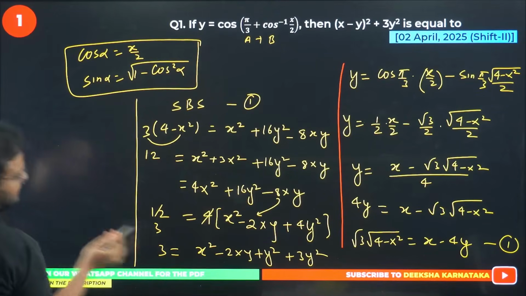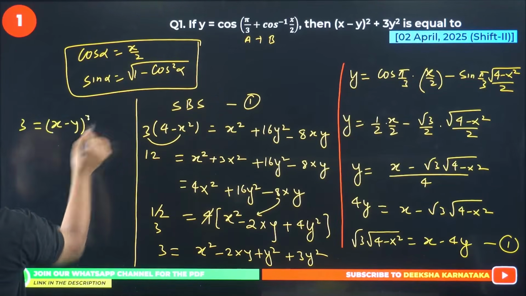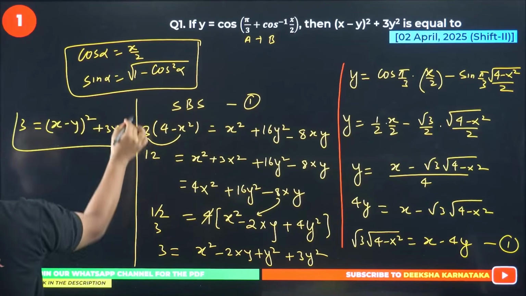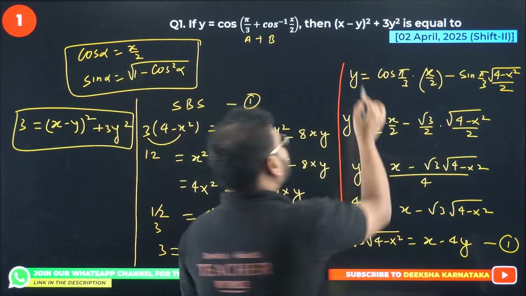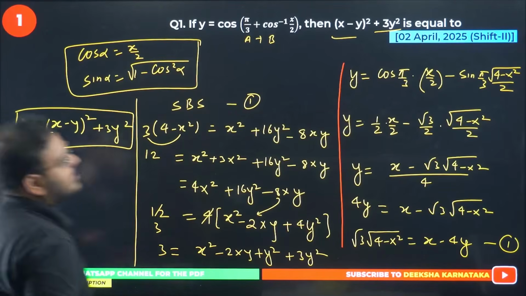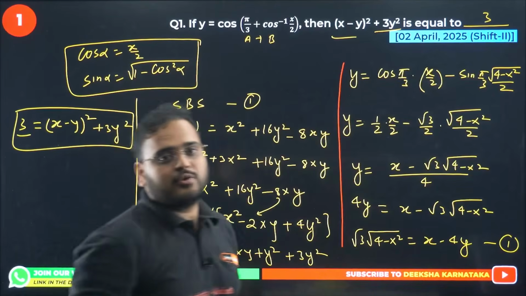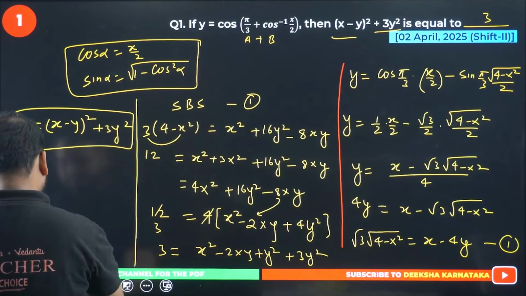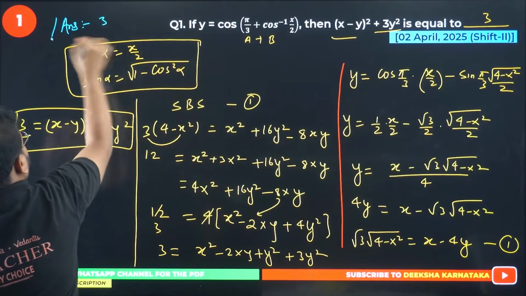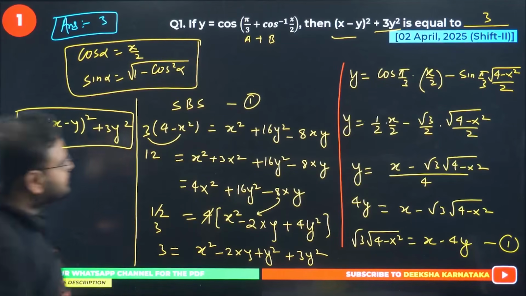Continue the steps over here. I'll have 3 as it is, x minus y the whole square and plus 3y square. Check this out. X minus y the whole square plus 3y square, and this is equal to what? We are getting a number over here, 3. Answer is 3. So your answer over here, I can highlight it. Your answer for this particular question is 3. Have a look. Okay.